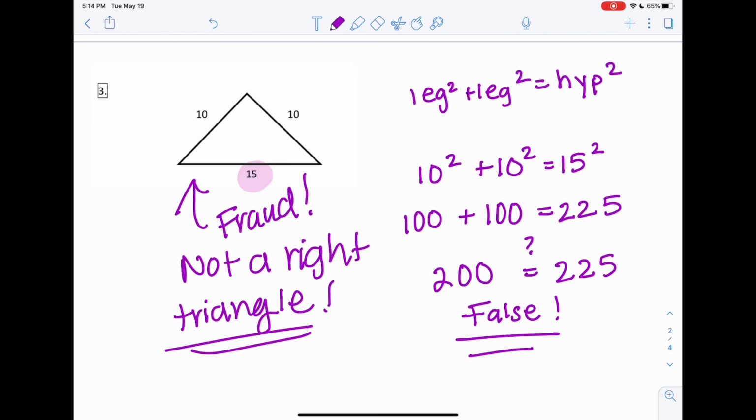Okay guys, I hope these 3 additional problems help you understand the converse of the Pythagorean theorem. I wanted to give you a few more problems to see other than the one from the Math Antics video.